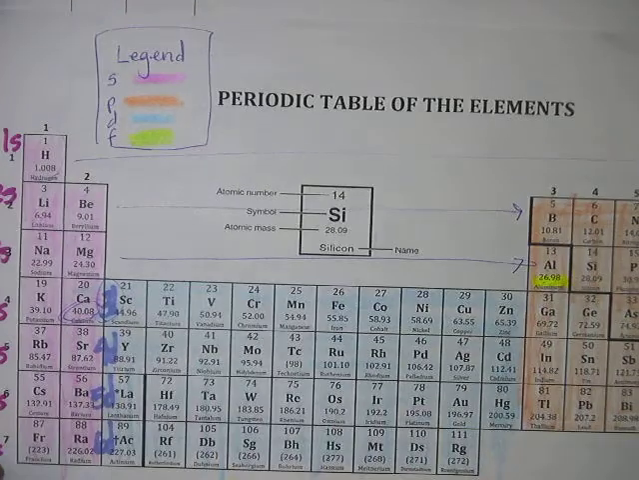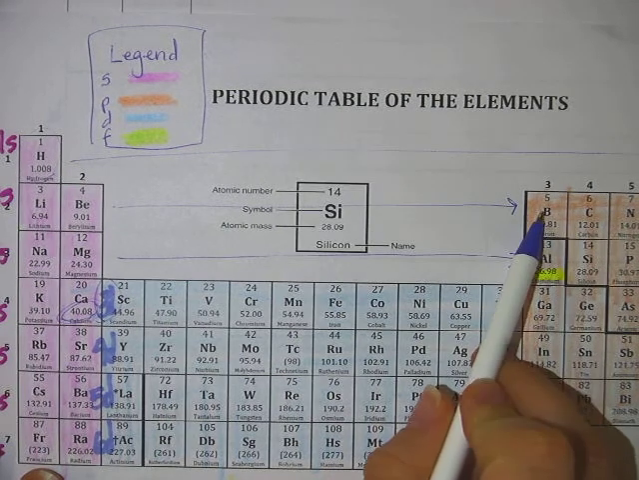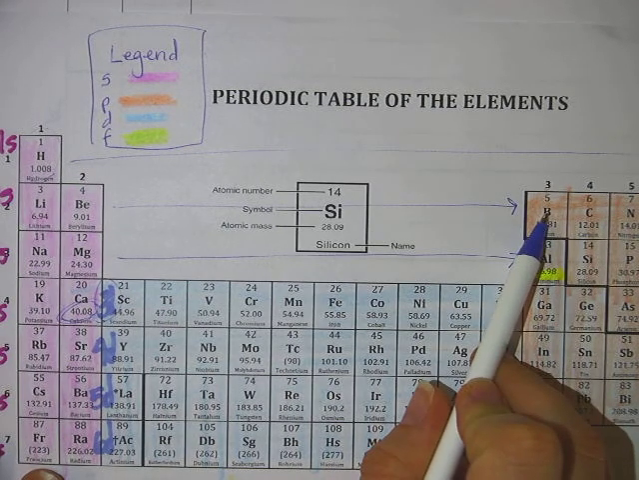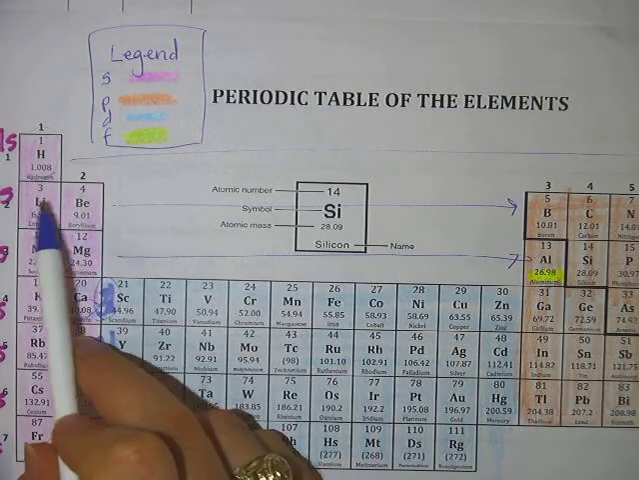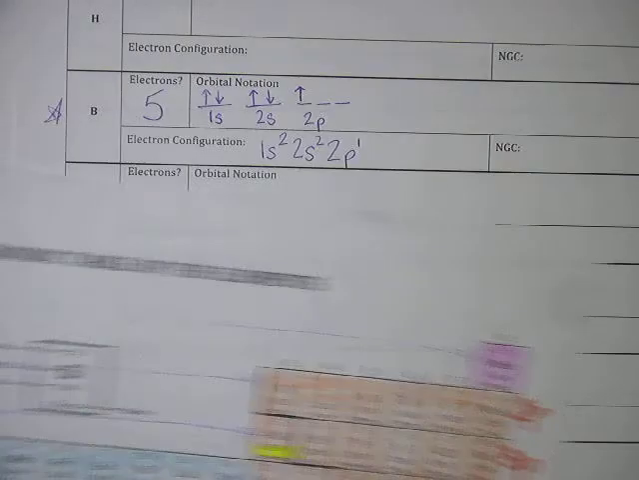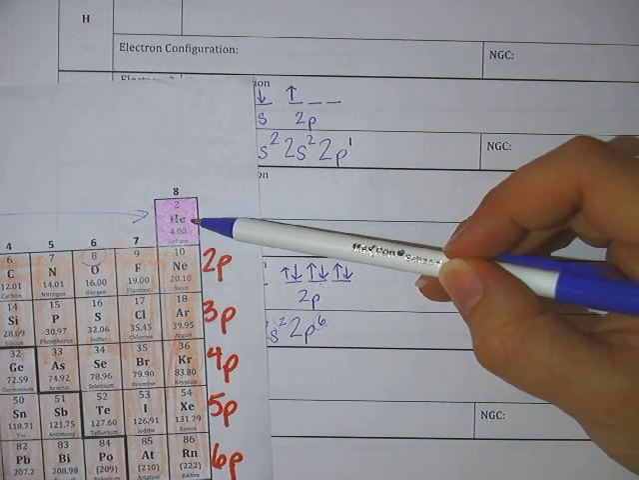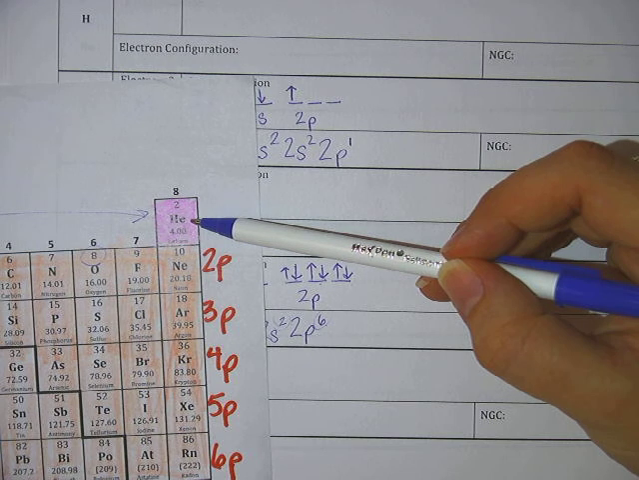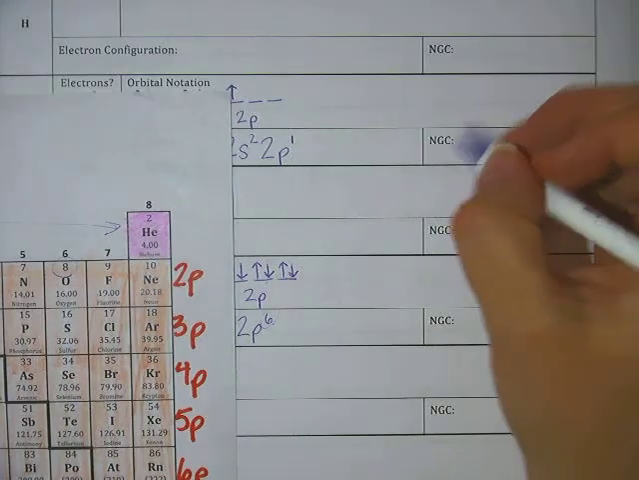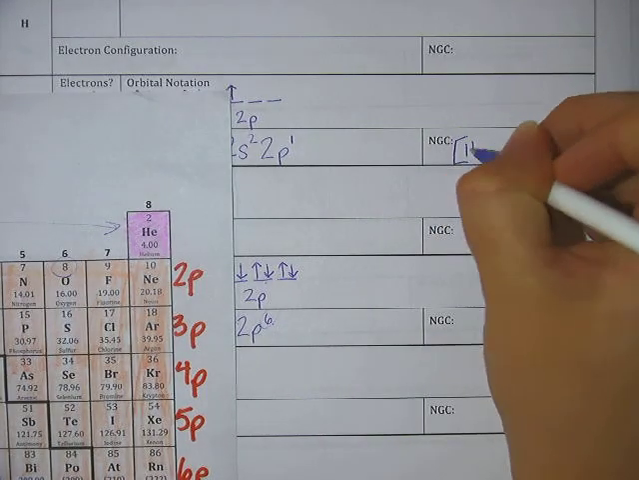So I'll go to my periodic table. Boron's element 5. I'm going to go backward till I hit a noble gas. Number 5, number 4, number 3. None of those are noble gases. But number 2 is. That's helium. So I know that for my noble gas configuration, I'm going to be substituting in helium.